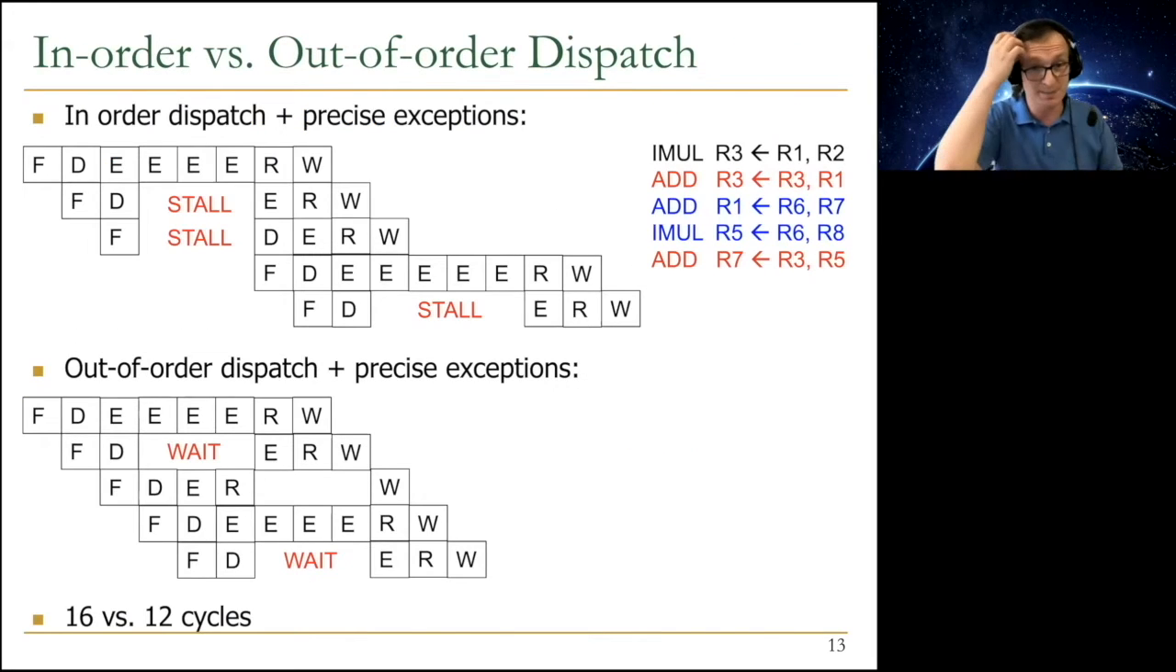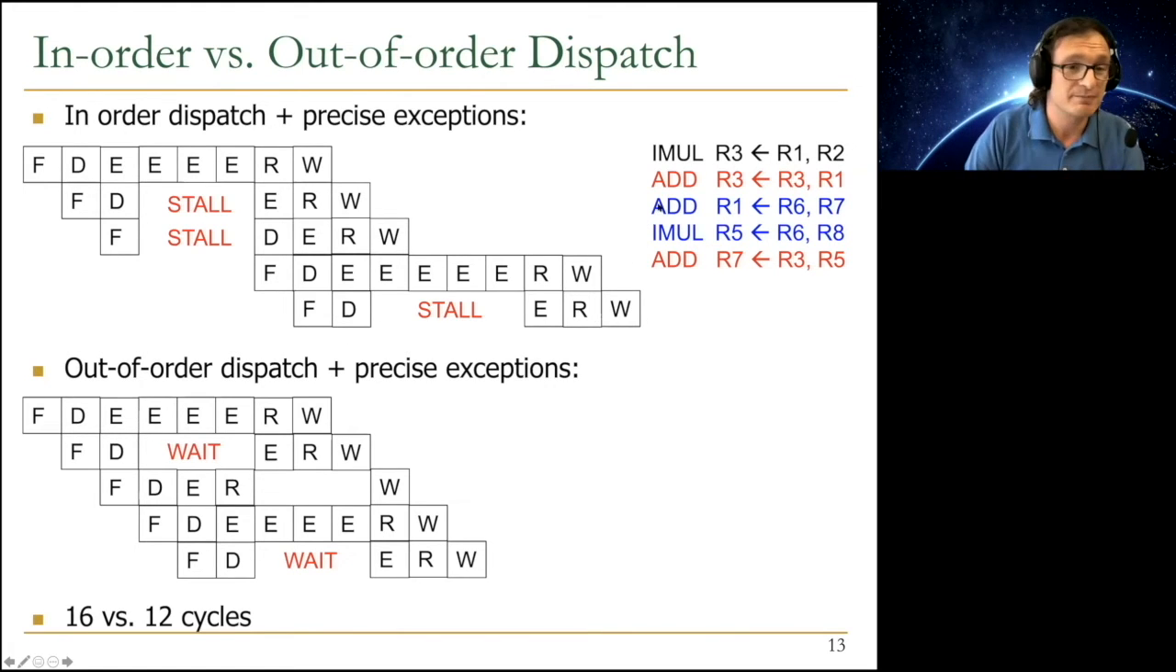So let me give you this picture over here. This is the picture with an in-order dispatch and precise exceptions. And this is the code that I showed you earlier. I changed it a little bit. You can see that this add is dependent on the multiply. That's why it stalls. And this add is also stalling over here, as you can see.